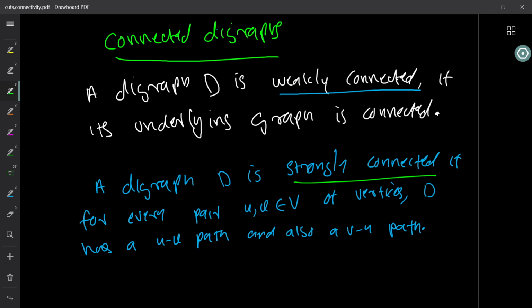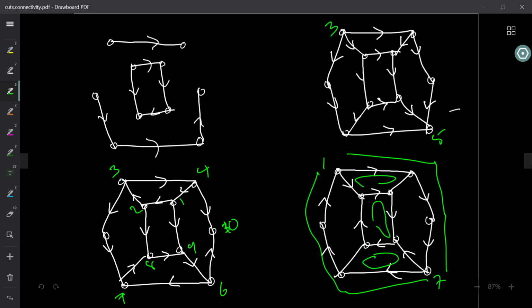Now a digraph is strongly connected if, for every pair of vertices U and V, you have a UV walk as well as a VU walk, or UV path and VU path, because if there is a directed walk, there is also a directed path. So a digraph is strongly connected if I can go from any vertex to any other. In this example, the fourth graph is the only strongly connected graph. This one is not strongly connected, but it is weakly connected.